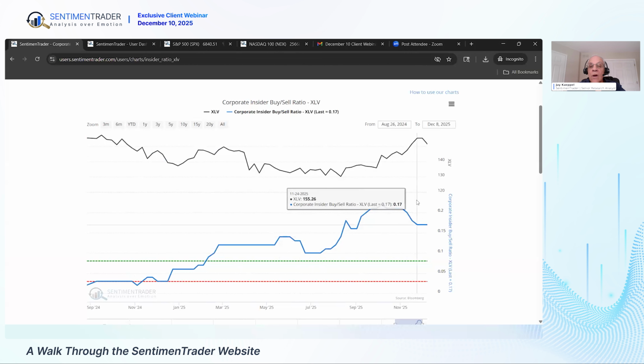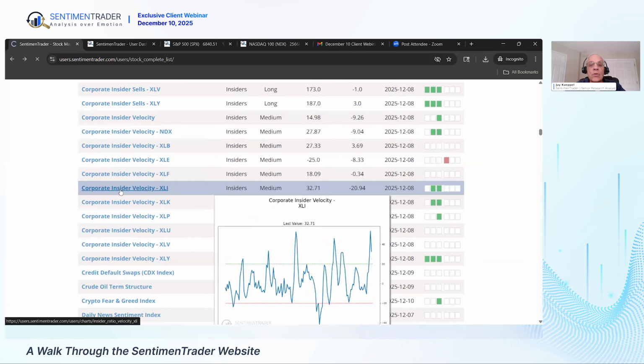XLV's gone from 130 to 155. Will it keep going higher? My bet is that it will. In fact, I started buying healthcare based on some of this buying. So again, this is a look at insiders. And then one last thing I want to mention regarding insider, a proprietary indicator that we have is velocity. Not just buying or selling, but it looks at the rate of change of that buying and selling. And a lot of times you get some really great clues.